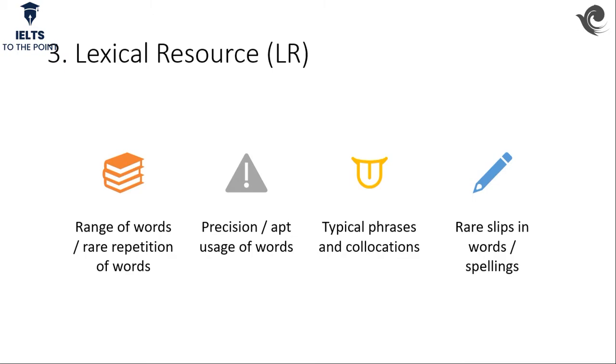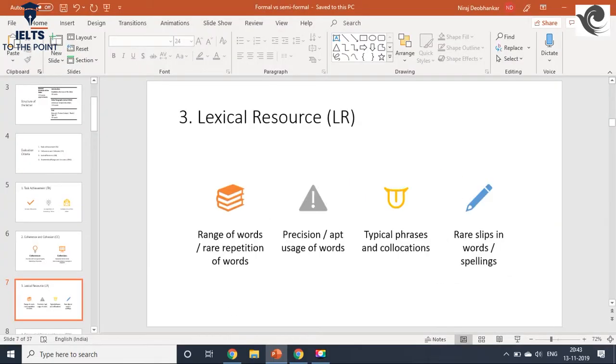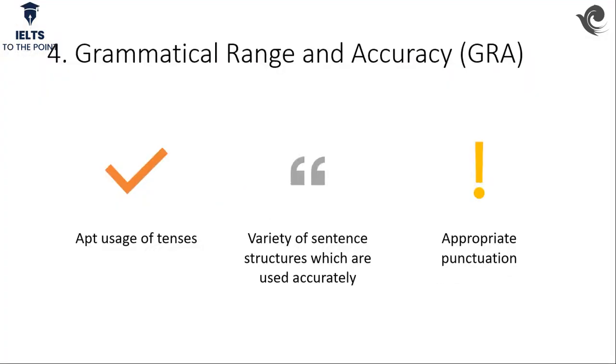And lastly, you need to have rare slips in words or spellings. If you write a particular spelling in such a way that it is not changing the meaning of the sentence, it is acceptable in IELTS. But if it is changing the meaning, IELTS is not going to treat it lightly. You will lose marks in lexical resource. Also, it is not the case that if you don't know spelling, you can just write anything. Even if you don't know the spellings, IELTS will ignore incorrect spellings hardly 2 or 3 times, not more than that. So we'll come back to the point.